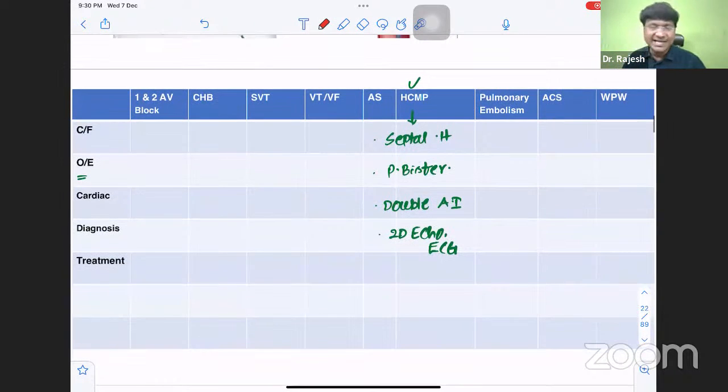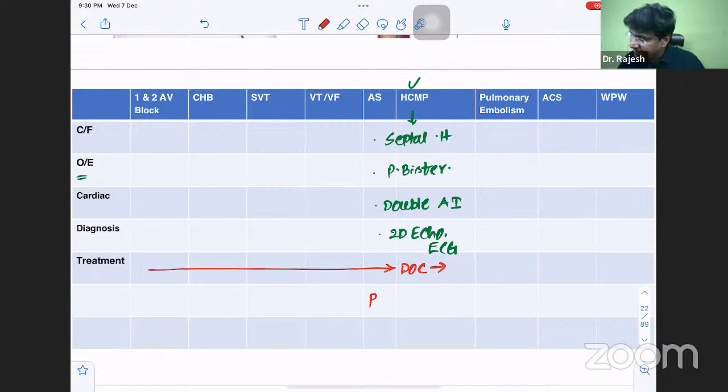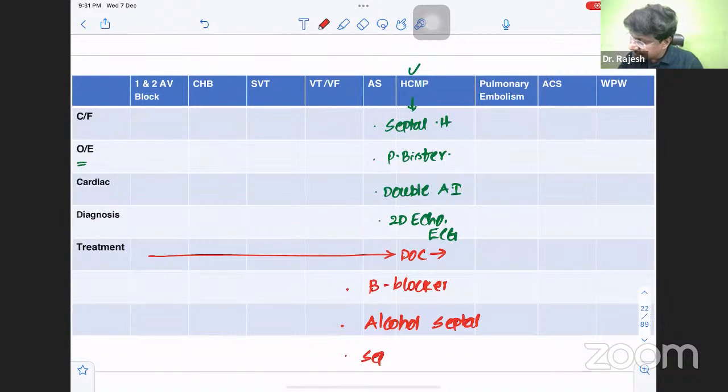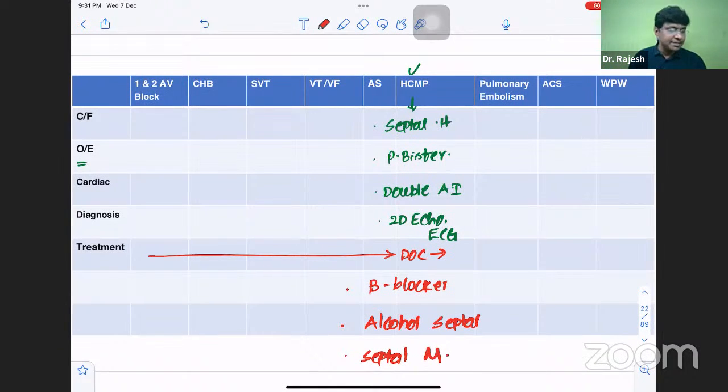Then how will you treat these patients with hypertrophic cardiomyopathy? See, in the treatment of hypertrophic cardiomyopathy, first and foremost, you should advise avoidance of exertional activity. And what will be the drug of choice? Drug of choice will be beta blocker. And if there is any contraindication to the beta blocker, we give non-dihydropyridine calcium channel blockers. And with medical management, if the individual is refractory, then alcohol septal ablation can be done. And the other important methodology of treatment is septal myomectomy. So that is about your hypertrophic cardiomyopathy.